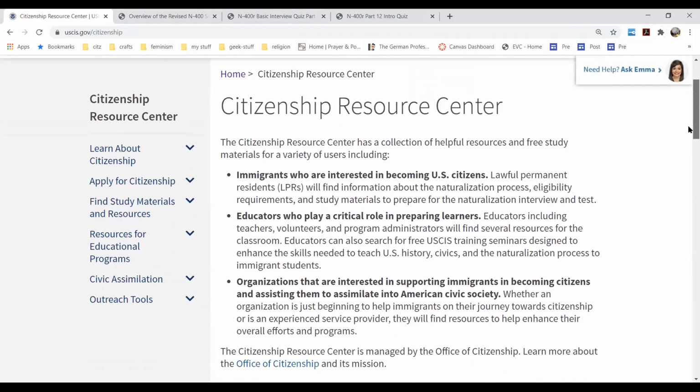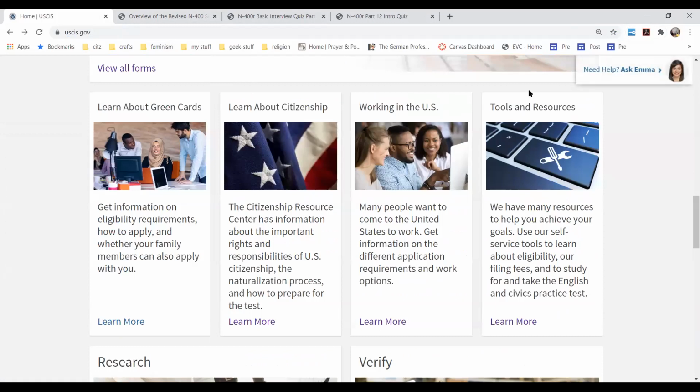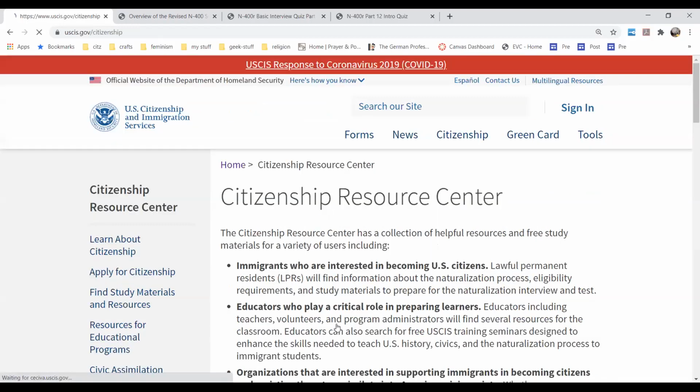Here's the Citizenship Resource Center. Can you go back? Only so that they can see, they need to see. The Resource Center has that picture of the flag, and so maybe that'll help people. That's a way to think about it. Yeah, that's a good way to see that.